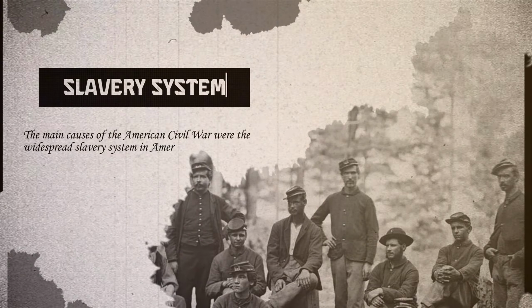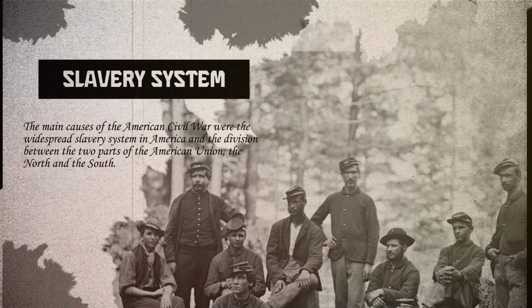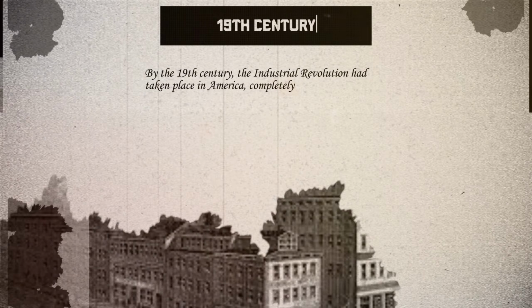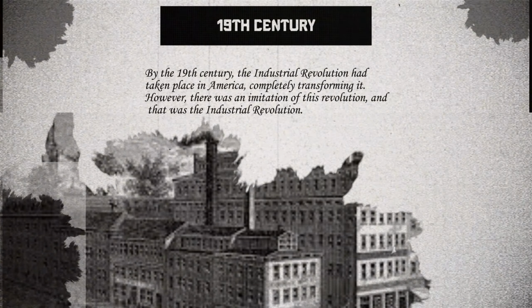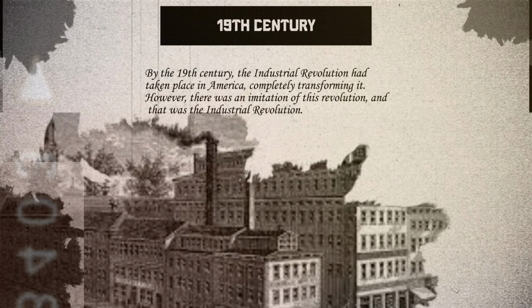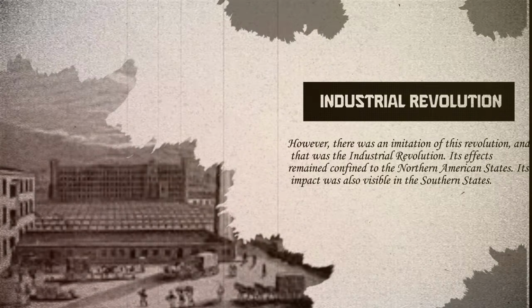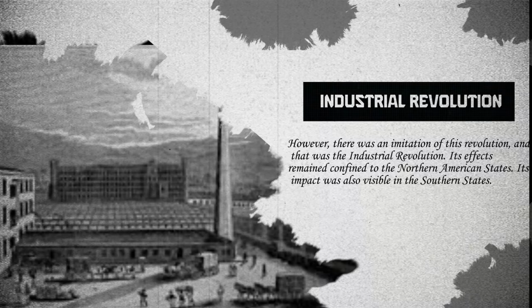The main causes of the American Civil War were the widespread slavery system in America and the division between the two parts of the American Union, the North and the South. These two regions were also interconnected. How did this happen? By the 19th century, the Industrial Revolution had taken place in America, completely transforming it. However, there was a limitation of this revolution. Its effects remained confined to the northern American states.